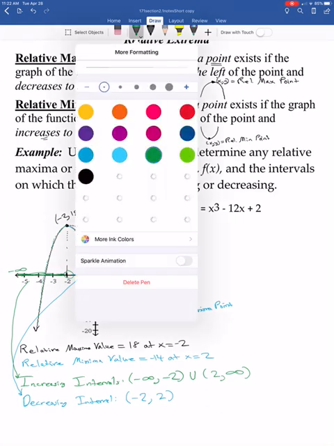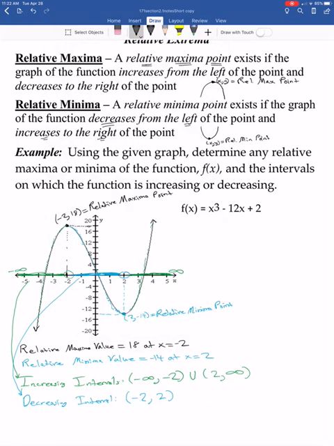And while we're at it, let's go ahead and write in the domain and the range. Didn't ask for it, but again, we can see the domain. All the x values. This graph's continuous. There's no breaks in it. All real numbers x make up the domain.